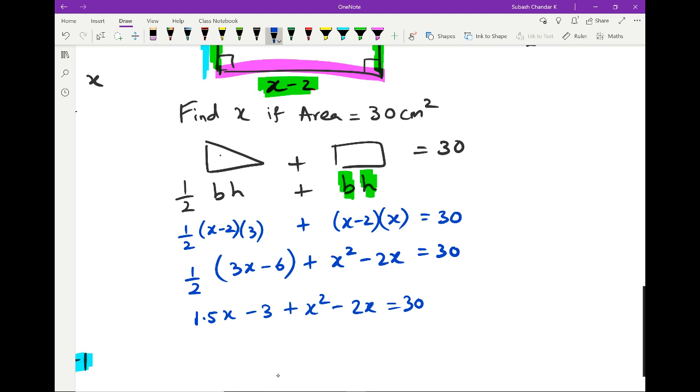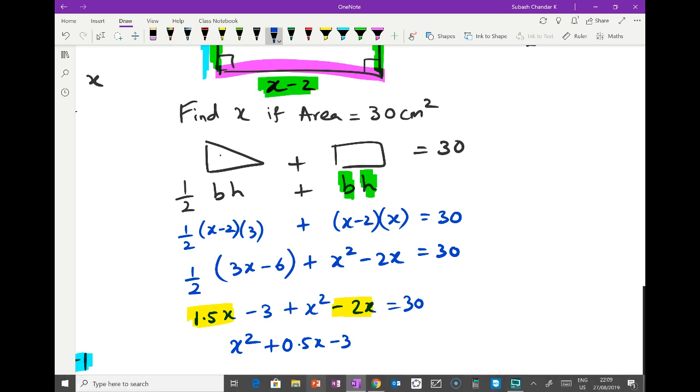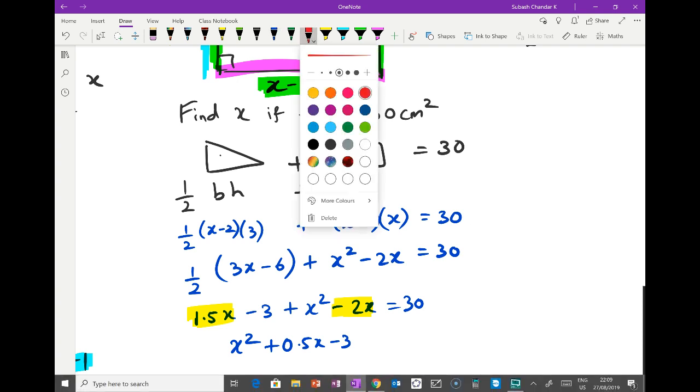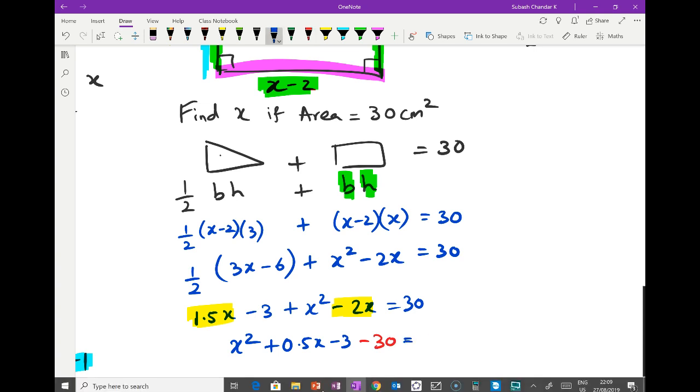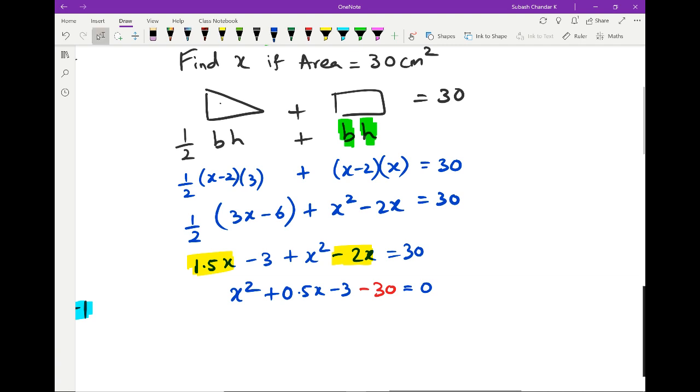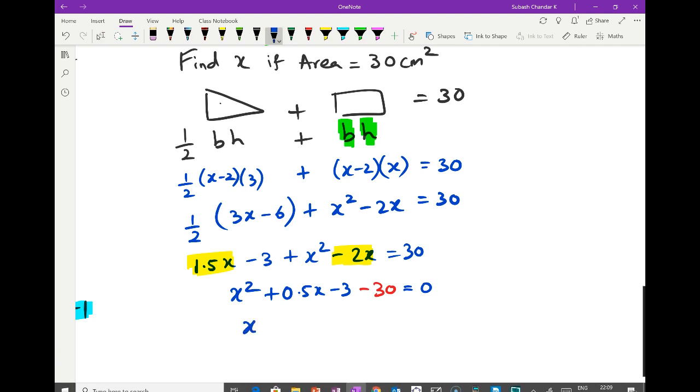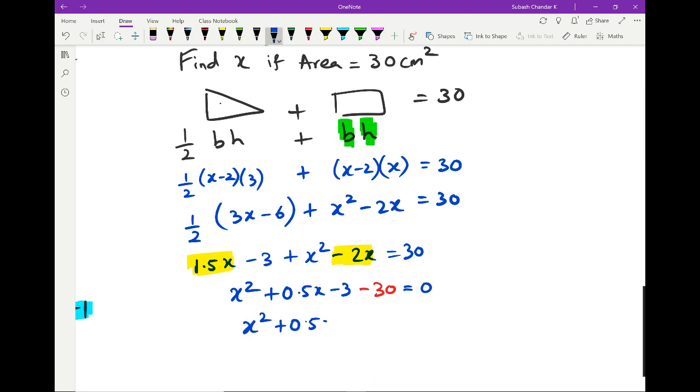So first things first, let's bring this 30 over to this side and simplify things. So I'm going to write down x squared first. Then I've got negative 2x plus 1.5x, which is equal to negative 0.5x. Minus 3, I'm going to leave it as it is. And then I've got 30, which comes over to the left-hand side, so it becomes minus 30, and that equals 0. And so what ends up happening is I've got x squared minus 0.5x minus 33 equals 0.